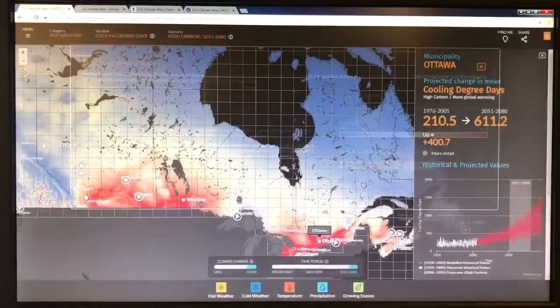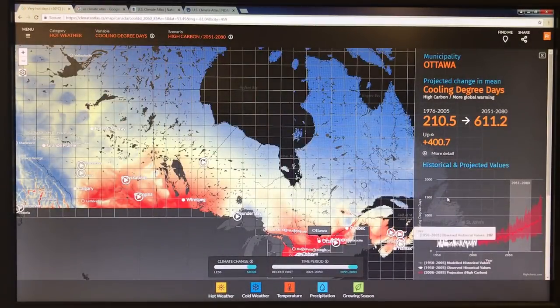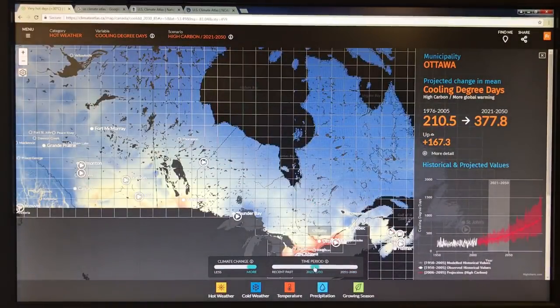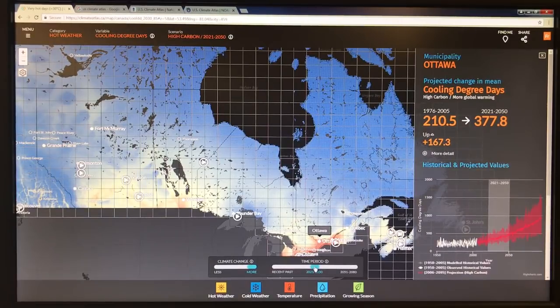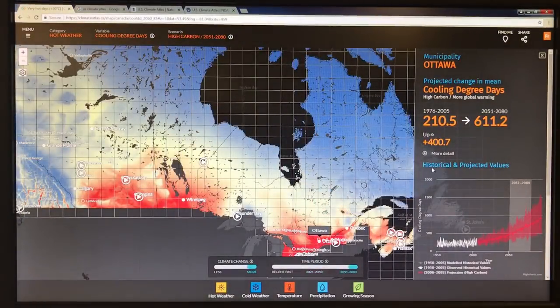So basically for AC, look at the huge rise here in cooling degree days. Even for the 2021 to 2050 time period, we're getting a 167% increase, and later a 400% increase, three times higher, from 210 up to 611.